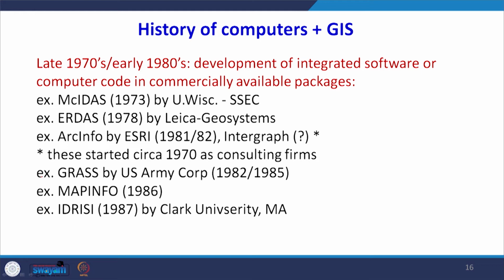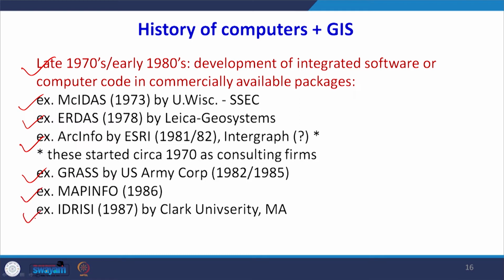Then if we see the period of the late 70s and early 1980s, there were integrated software, or commercially available packages. MacDAS in 1973, then ERDAS came in 1978 by Leica Geosystems. Then we have ArcInfo by ESRI in 1981-82. Then GRASS, which is open source software by the US Army Corps of Engineers in 1982.